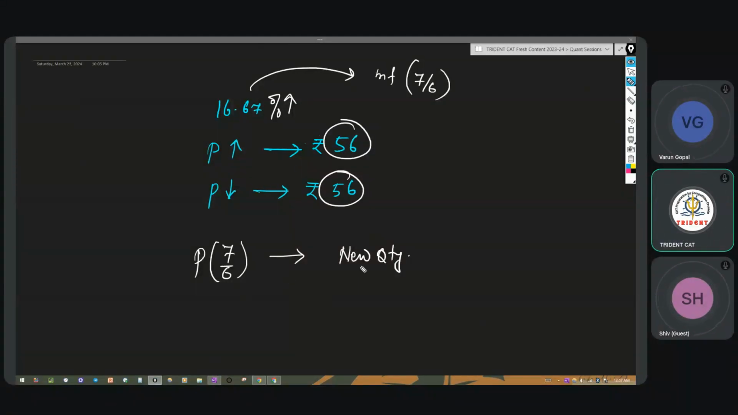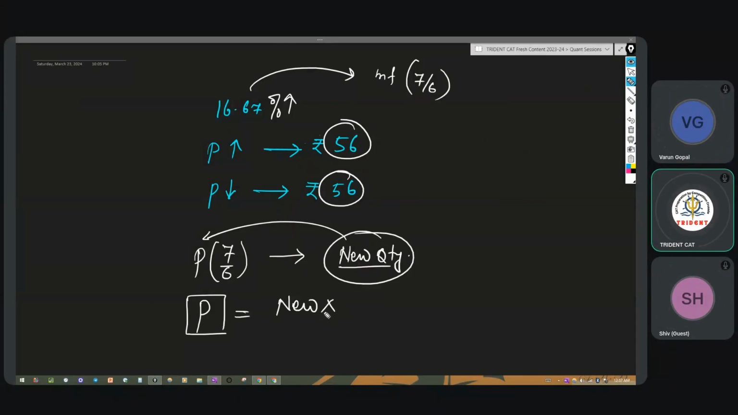But unfortunately, these guys are saying that I need to go back to the original price of the petrol. For that, I need to just keep this P intact. I need to send the multiplying factor to that side. So in my mind, whatever the new quantity was, I need to just multiply it by 6 on 7.